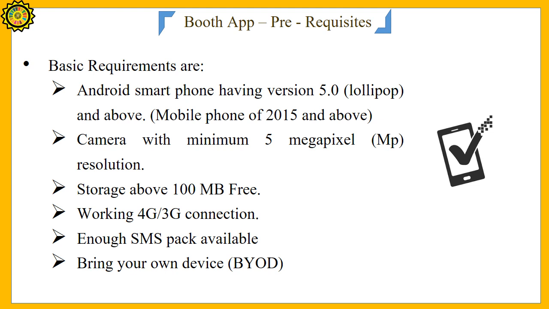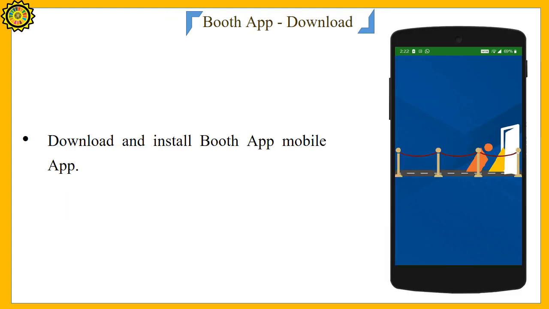Basic requirements: Android smartphone, camera with minimum 5 megapixel resolution, storage above 100 MB that should be free, 3G or 4G connection, enough SMS pack. Now we will see how Booth app can be downloaded and how it can be used. First we have to download and install the Booth app.